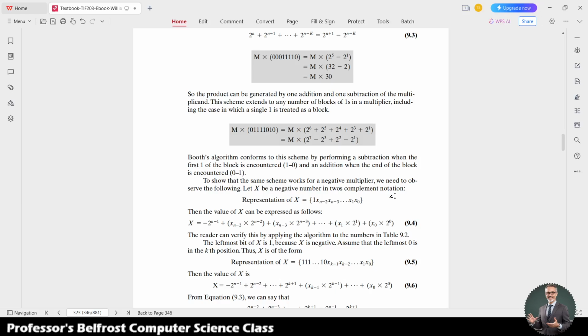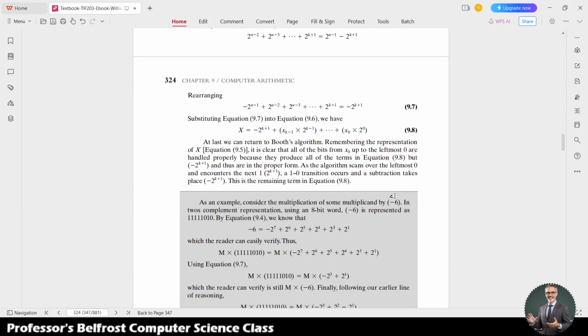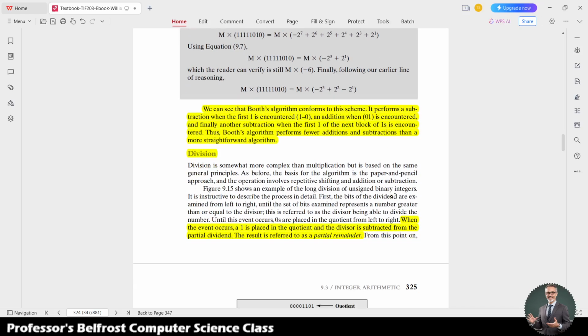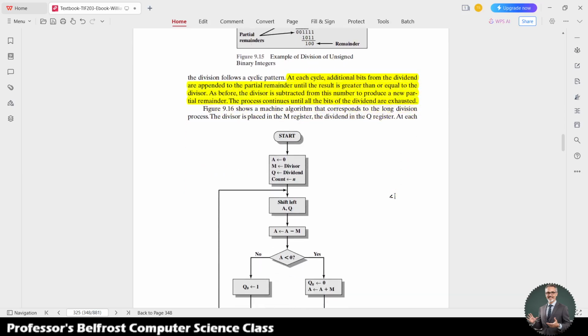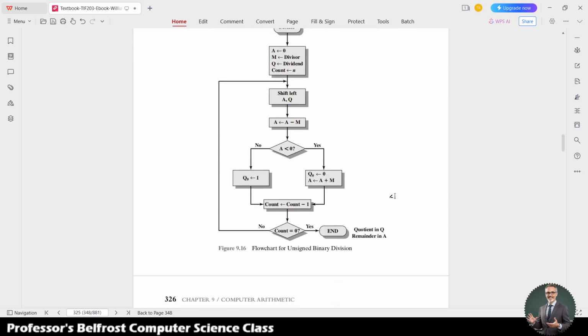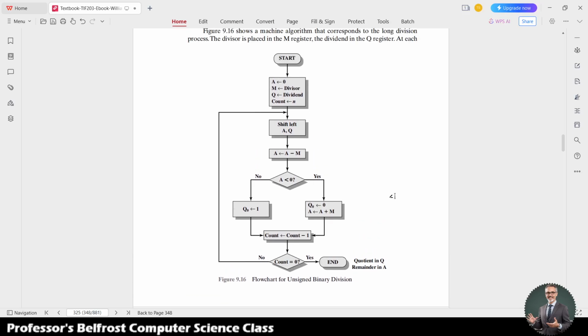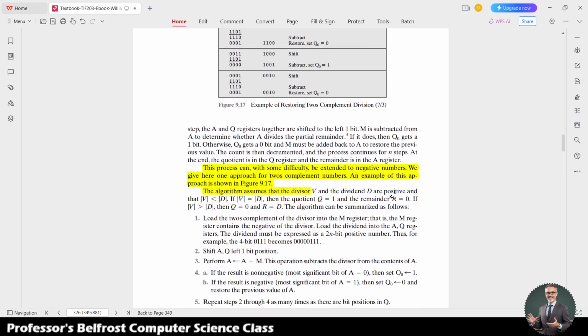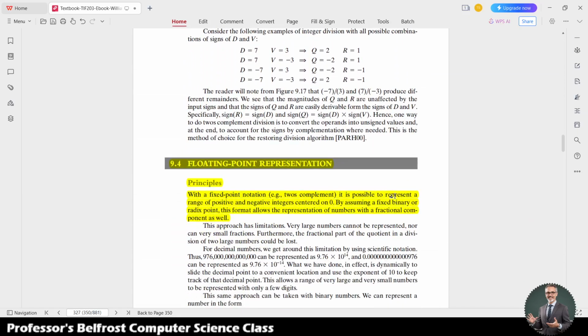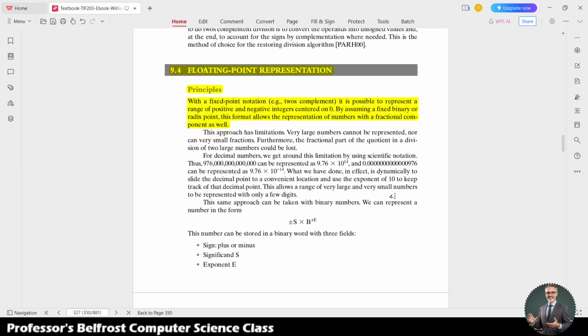Okay, here's the step that you maybe want to pay attention to. Division also. Here's how to do division. Actually, I explained before how to do it. Here's how a computer does the division. Okay, let's see if we can skip it.